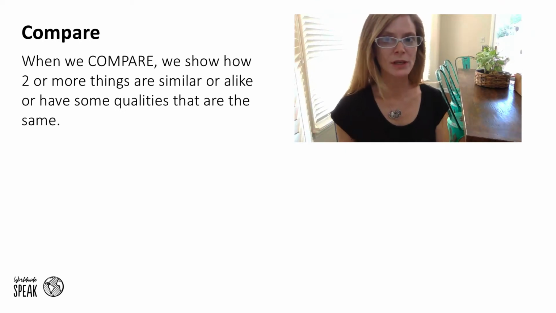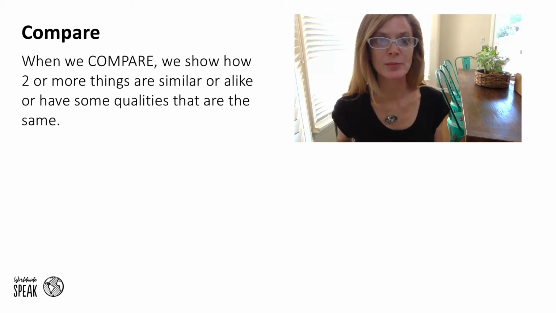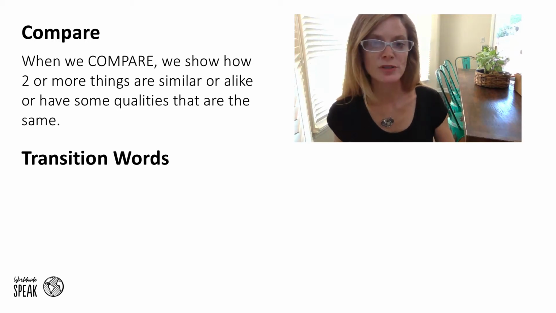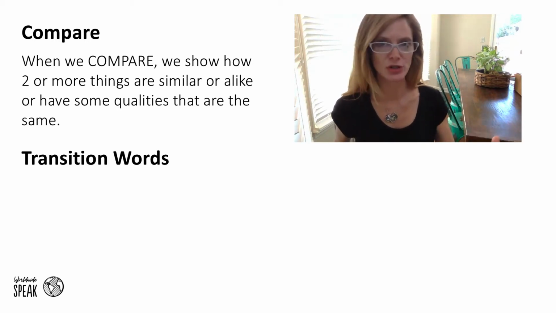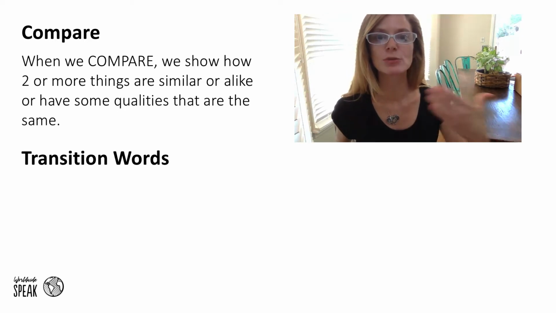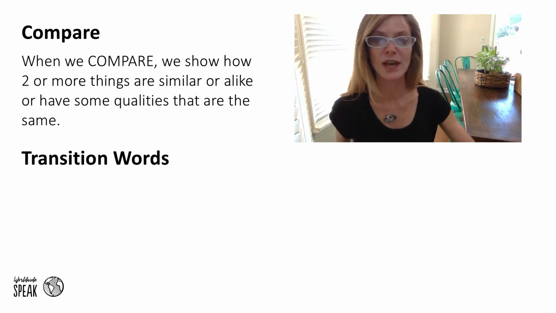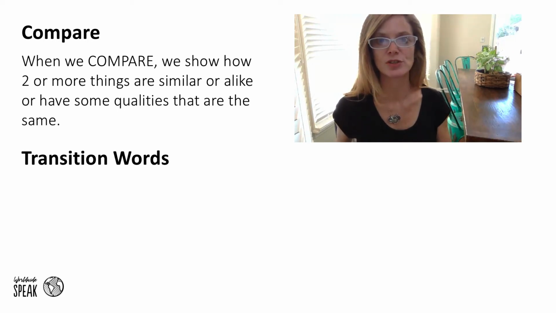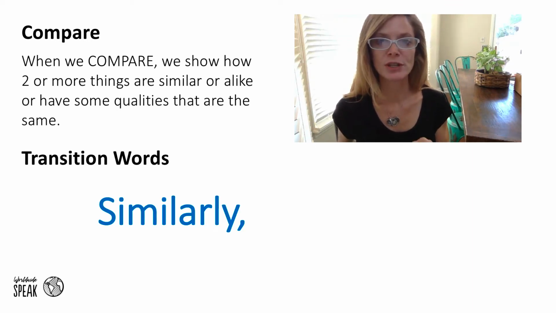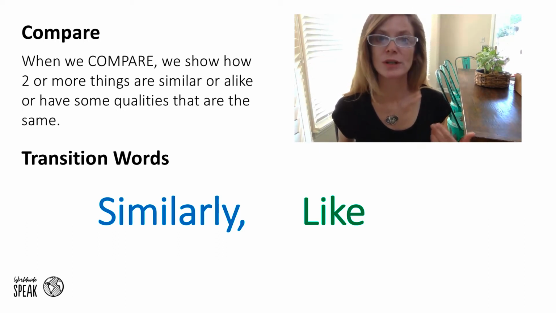All right, when we compare, we show how two or more things are similar or are alike or have some qualities that are the same. And the transition words that we use, there are a bunch of transition words, but I'm going to give you two transition words that I'd like you to focus on and to internalize so you really grasp the concept. The first one is the word similarly, and the second one is the word like.